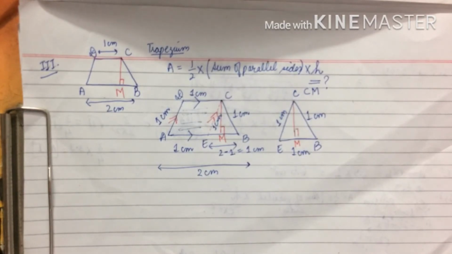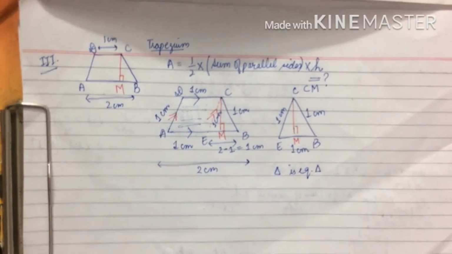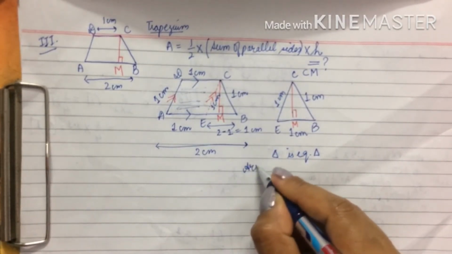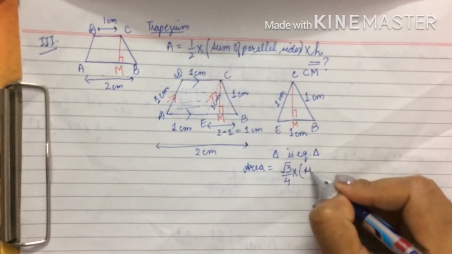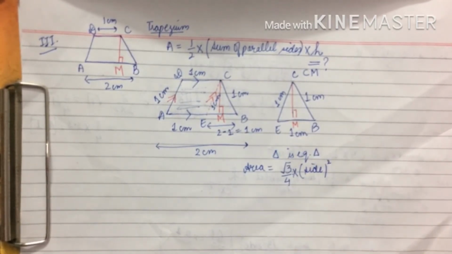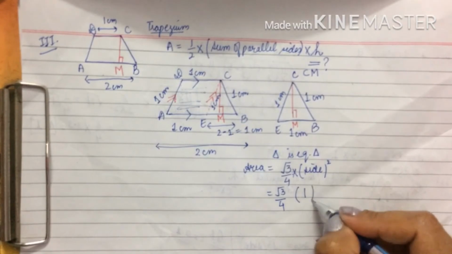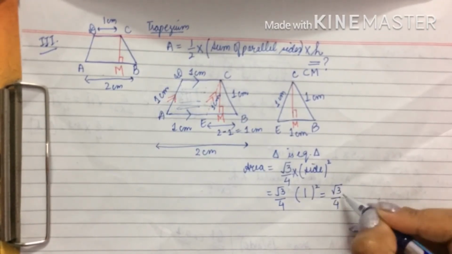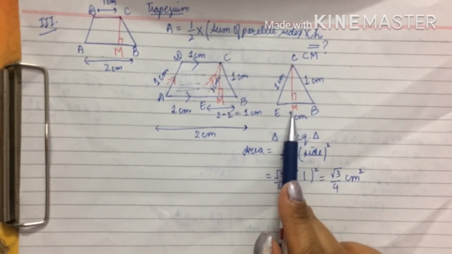I would have used Heron's formula if it were some other triangle, a scalene triangle or an isosceles triangle, but right now this triangle is an equilateral triangle, and the formula to calculate the area of an equilateral triangle is root 3 by 4 multiplied with side square. This was obtained in the first question of exercise 12.2. The side for this equilateral triangle is 1 centimeter. Solving, the area comes out to be root 3 by 4 centimeters square. Now using this area I'll find out the height of the triangle.